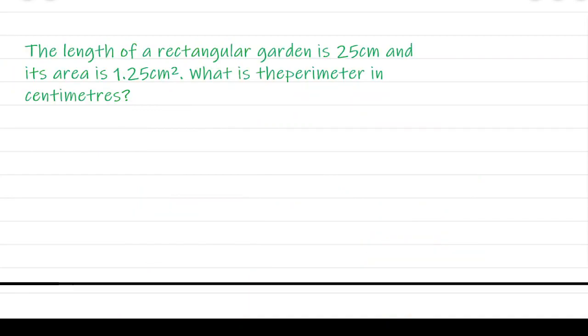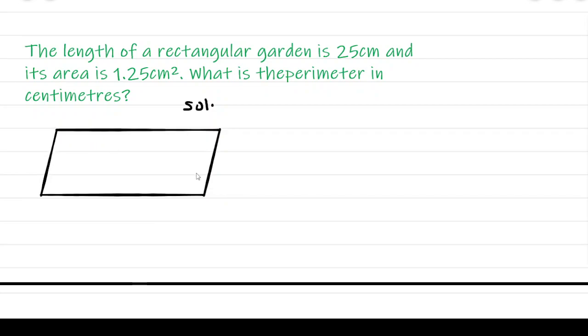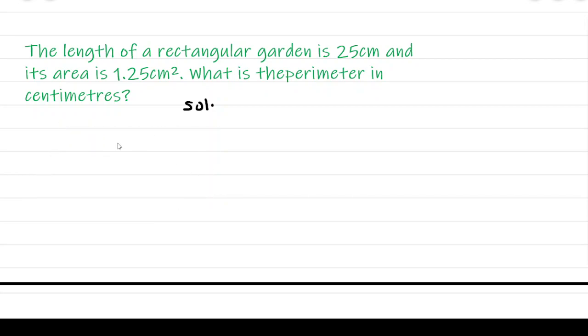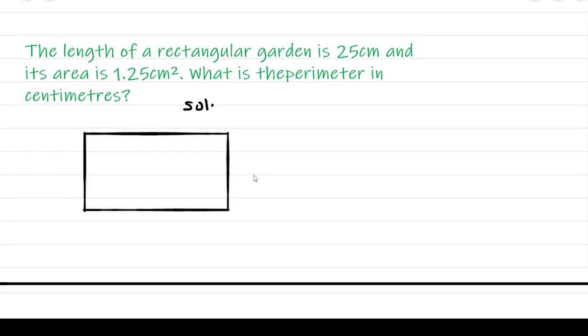So for this problem here, we are given the length of a rectangular garden. Let's draw a diagram. So we have a rectangular garden here. No, that is a parallelogram. Let's see. I think this should do now. Yeah, so we have a rectangular garden.